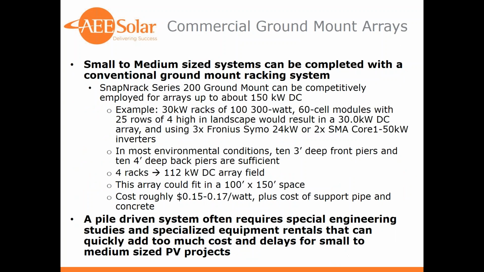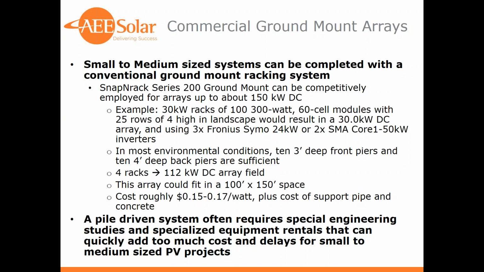Moving on a little bit here, moving on to ground mount arrays. So commercial ground mount arrays, we still see small and medium sized systems being installed with conventional ground mount racking systems, and we can effectively compete with other products up to about 150, 200 kW. Just very quickly go out there and deploy it with cement piers with our Snap & Rack Series 200 racking.